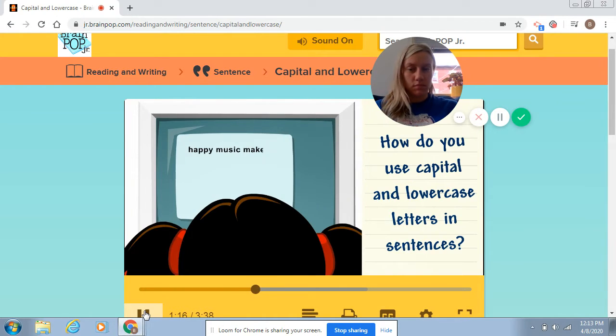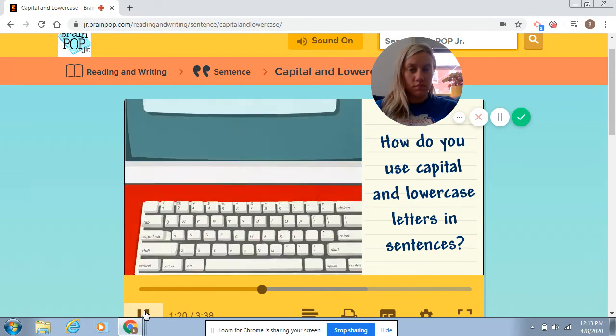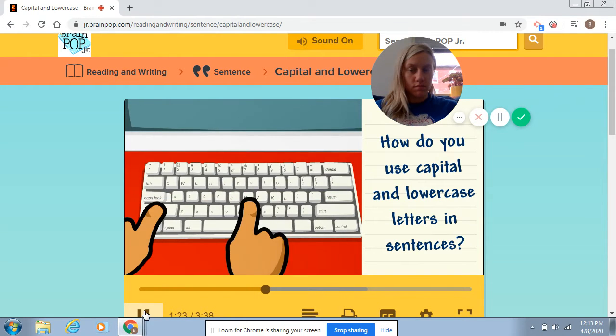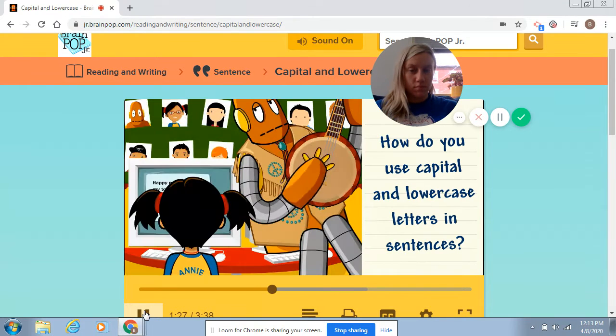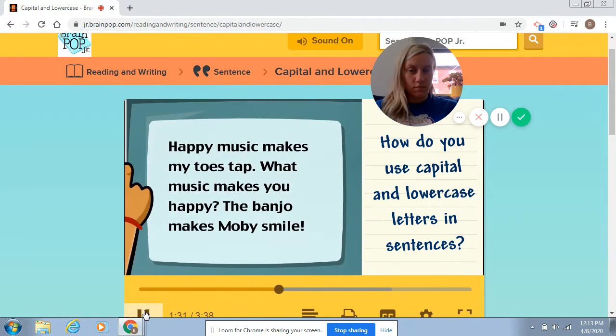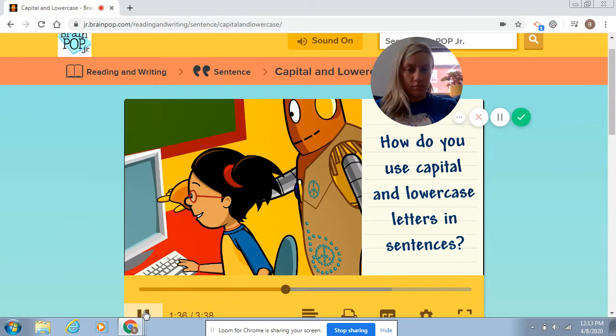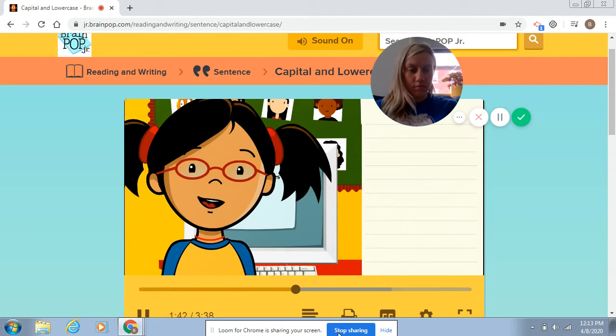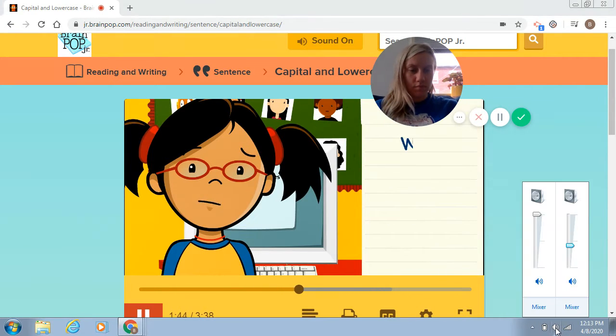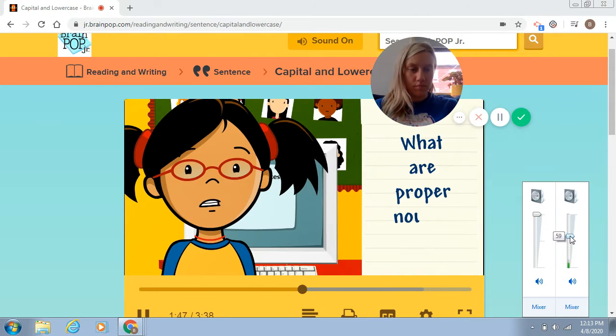Happy music makes my toes tap. When I type, I hold down the shift button and the letter at the same time to make it capital letter. All types of sentences start with a capital letter. A capital letter makes the beginning of each sentence clear to the reader. Remember, Moby? Always capitalize names. They're proper nouns. But what are proper nouns?